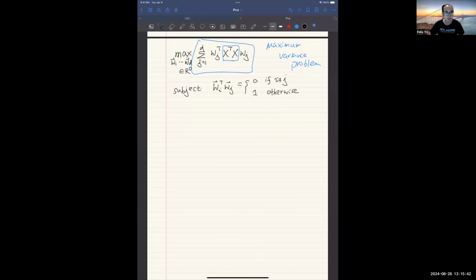These optimal solutions, W1 star to WD star, are called principal components. That's why this is called principal component analysis. Principal component, or PC for short.